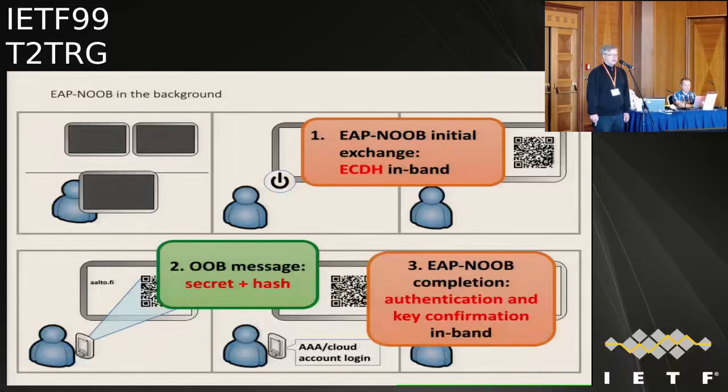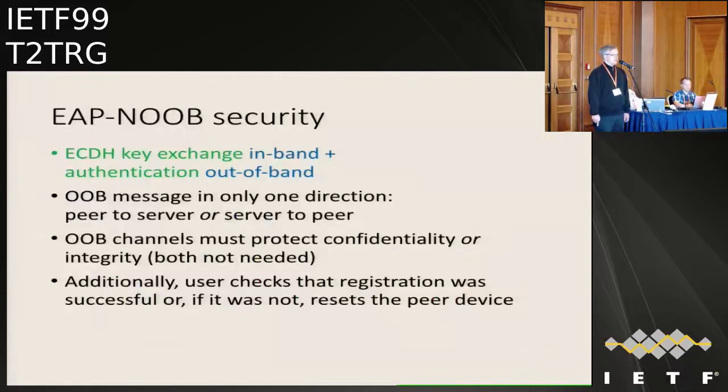And then in the completion exchange, we authenticate the elliptic curve Diffie-Hellman using the data from the out-of-band message and do key confirmation. And that's how we have created the association between the peer and the cloud server. So the security really comes from this in-band Diffie-Hellman, and then authentication out of band. There are some details there, but I won't go into that. I will be happy afterwards to explain in detail what kind of security we get.